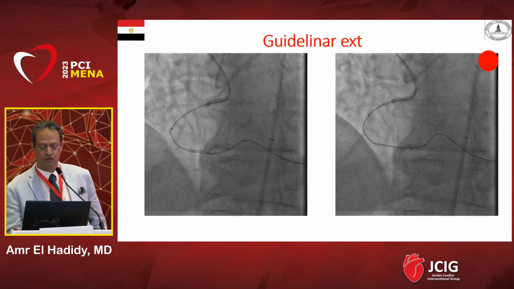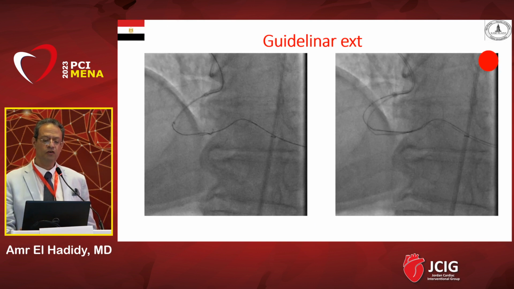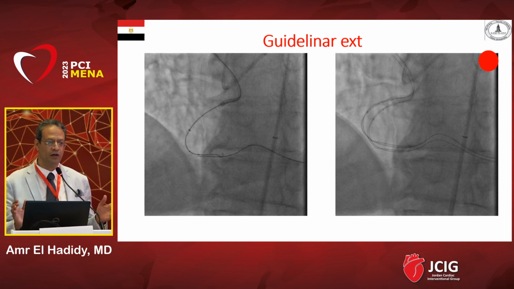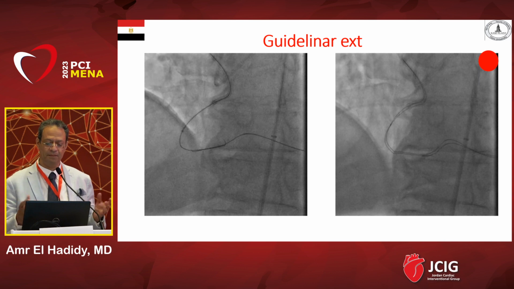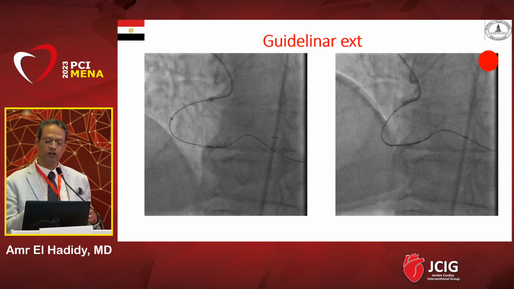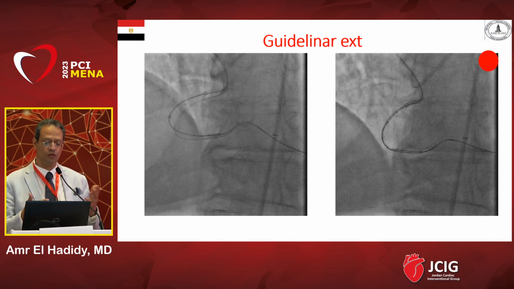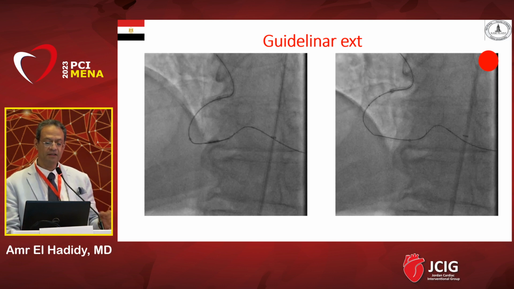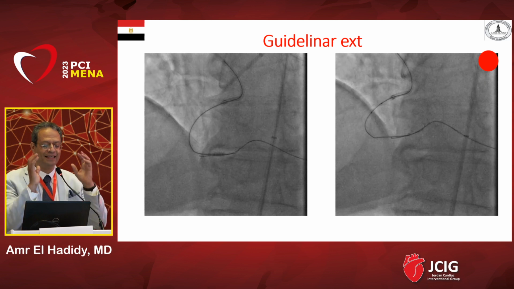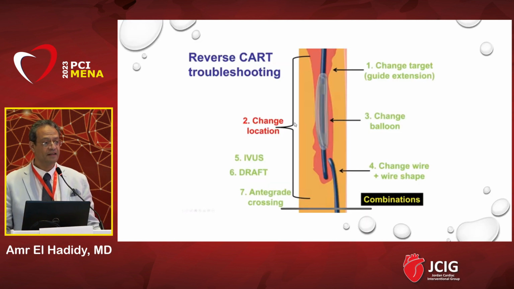If sometimes you cannot cross in this CTO segment, you need to change the size of the balloon, one to one. It's very good to go with the reverse CART to create more subintimal space. And then also you can change the wire, definitely different wires, or you can change the location of the balloon. Sometimes if you do the reverse CART inside the middle of the CTO segment, this is the best scenario, or you can use a bigger balloon.